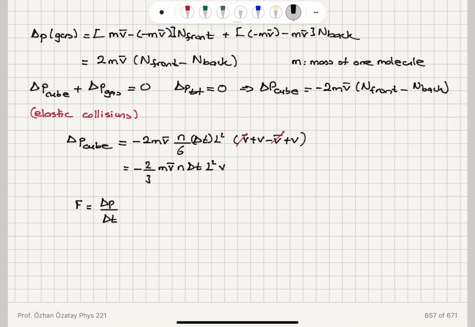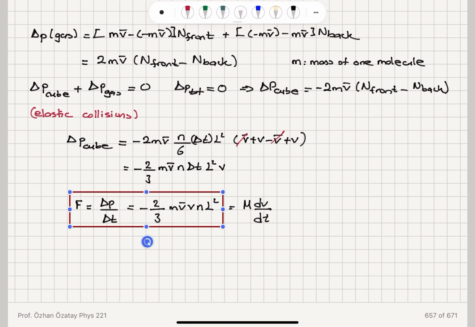F equals ma, it's dp/dt. So if I divide this by delta T, I find minus 2 over 3 m v bar V n L squared, and this is equal to m dv/dt. So that is the retarding force acting on this cube that is trying to reduce its speed.